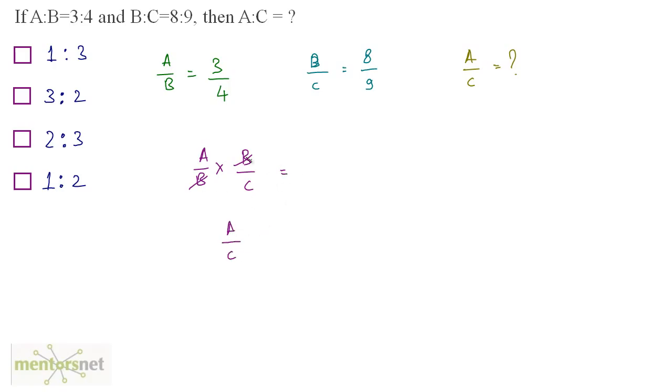So on the right hand side, A by B is 3 by 4 times B by C is 8 by 9. 4 times 2 is 8. 3 times 3 is 9. So A by C is 2 by 3, the ratio is 2 is to 3. So option C is the correct answer.